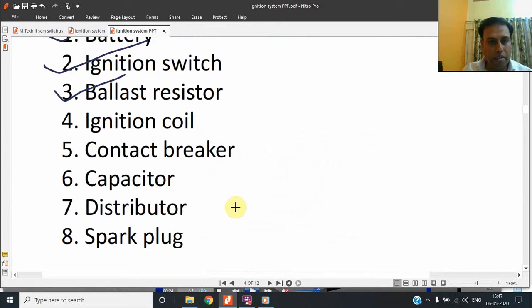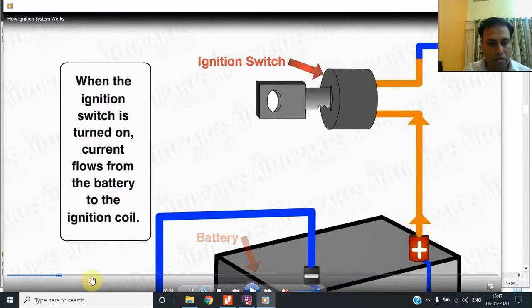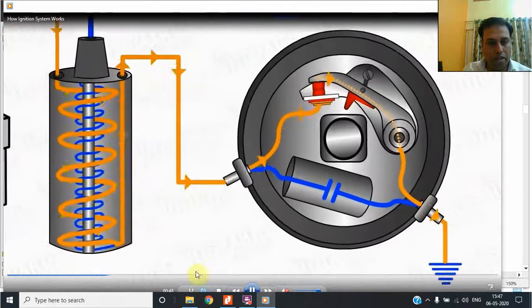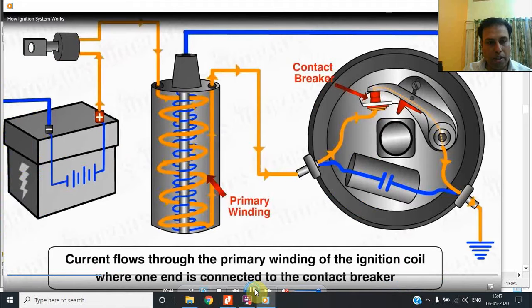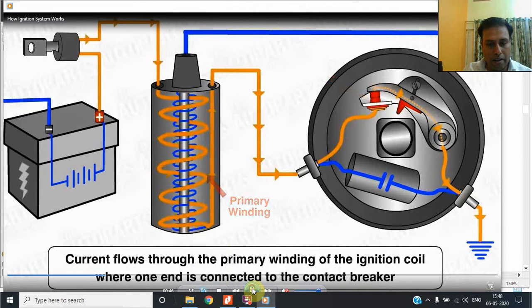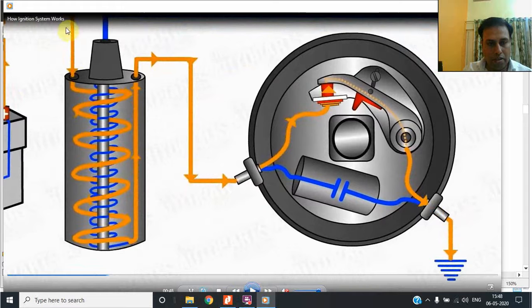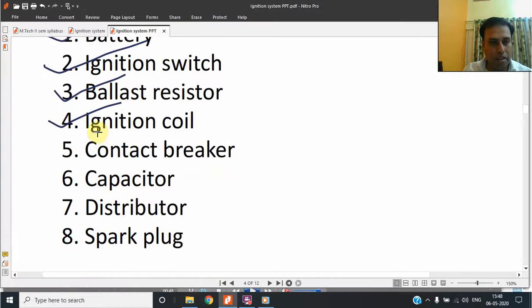And what else is there? Ignition coil, I have already told you in the video, the ignition coil was shown to you, having both the primary as well as the secondary coils. So this was shown to you clearly. This was the ignition coil, and an iron core is there in the center, and this is combined in a single container. These days all the cylinders have a separate ignition coil.